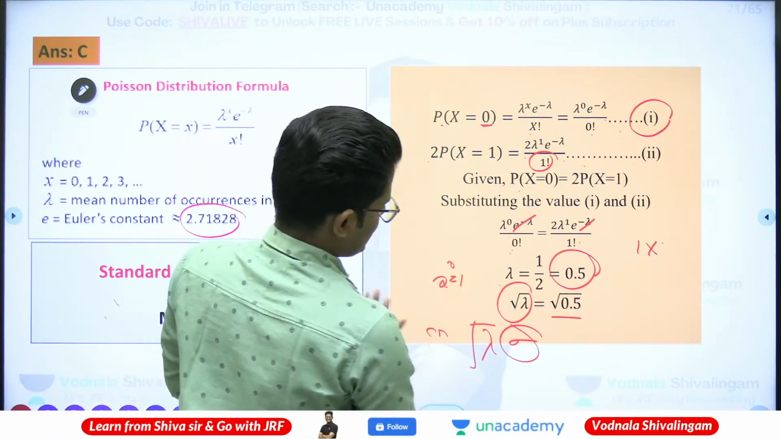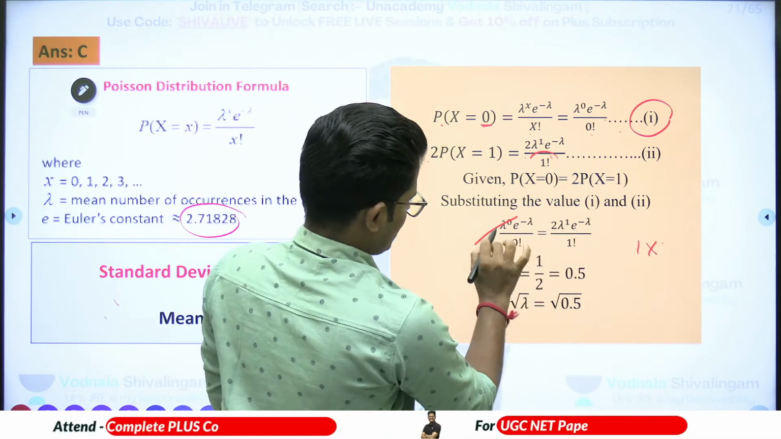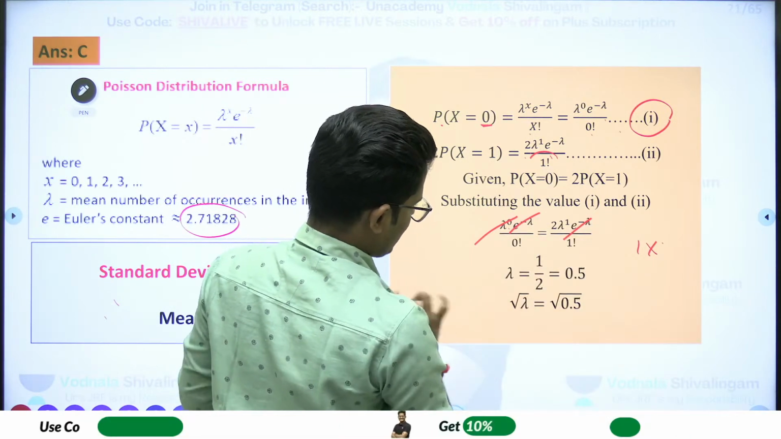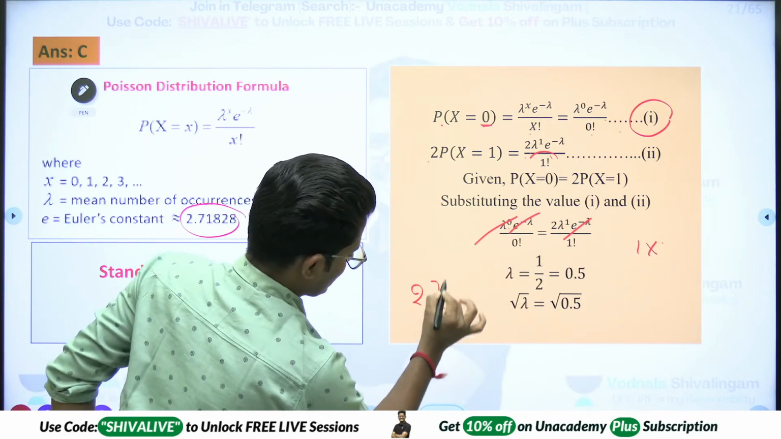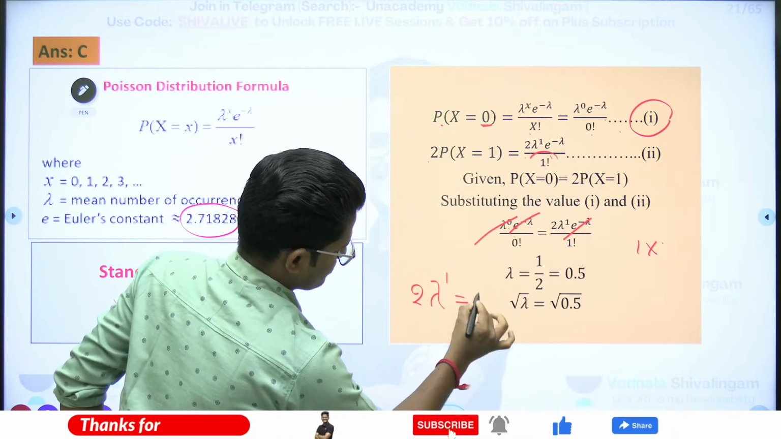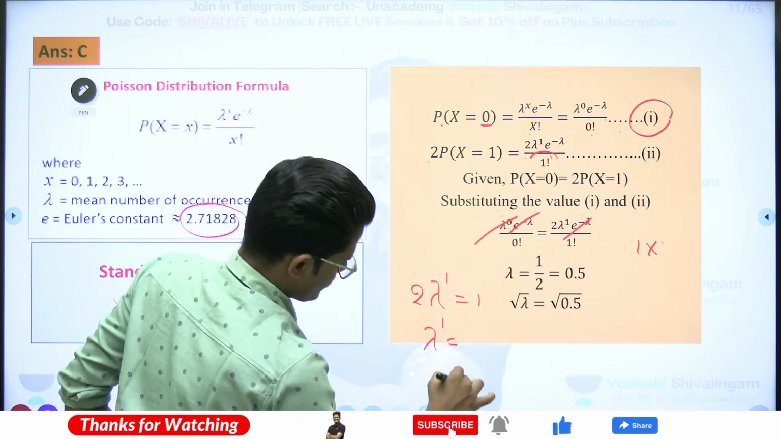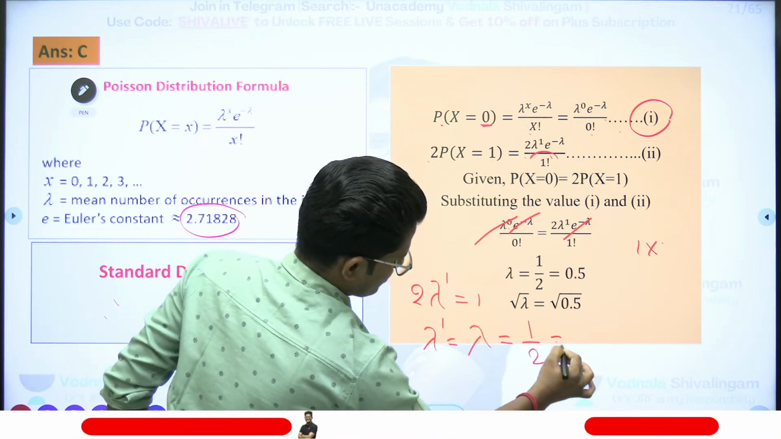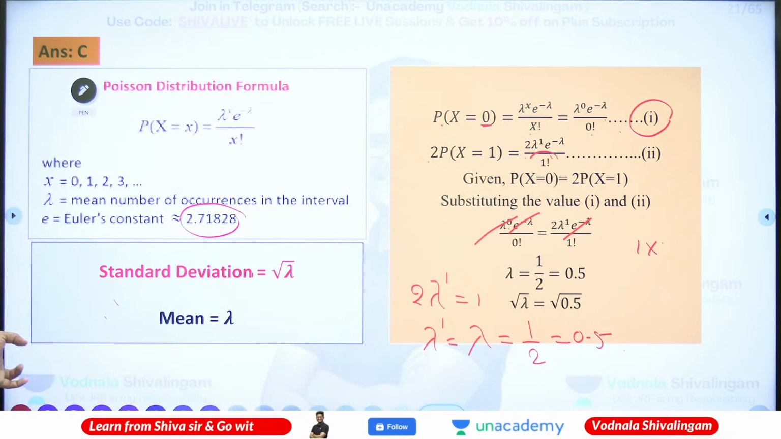See, the point is that after solving everything, lambda power 0 is 1. That is clear. This 1 and e power minus lambda cancelled. And nothing is there. Only 2 lambda power 1 is left over, which is equal to 1. So lambda power 1 is equal to lambda only, which is equal to 1 divided by 2, which means 0.5. So root is coming because standard deviation will be under root lambda and mean will be lambda.